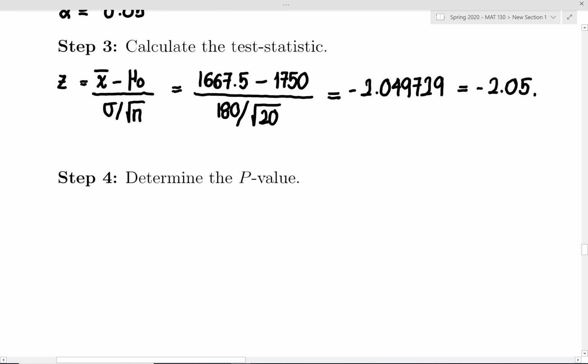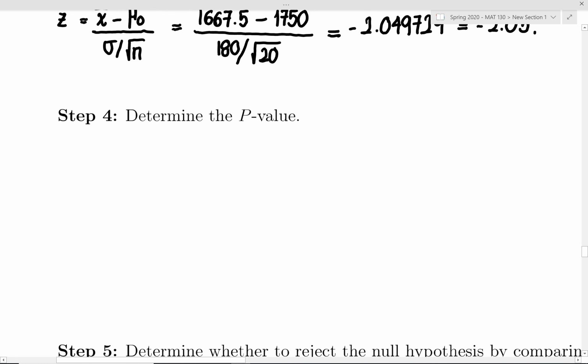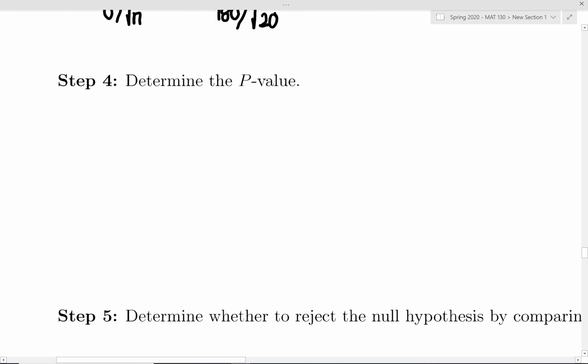Now remember, we are trying to find the p-value. The p-value is the probability of getting a result like the one we did, provided the null hypothesis is true. That's what we're trying to compute here. First, remember the test is two-tailed, so I would like to draw a picture of what we're interested in. We have something that's normally distributed.